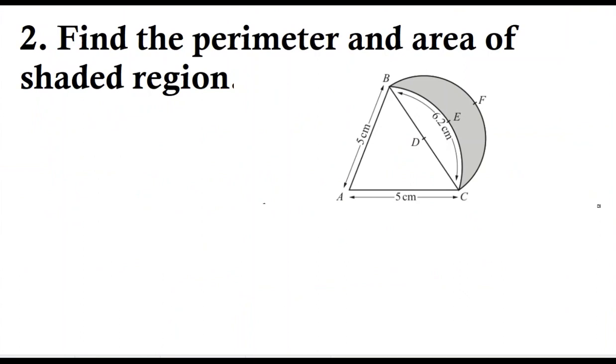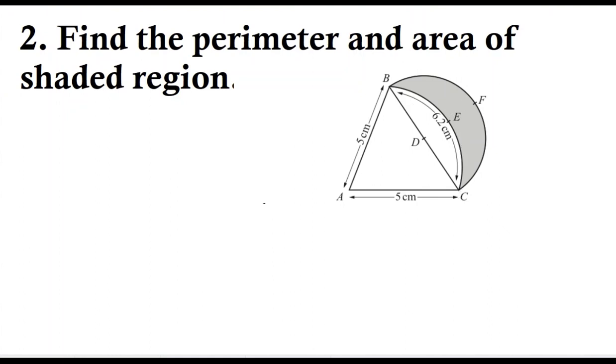Number 2. In circular measures, find the perimeter and the area of the shaded region. So if we want to find the area of this, we will find the area of this semicircle. If you see, it's a semicircle. And then we will subtract the area of this segment.